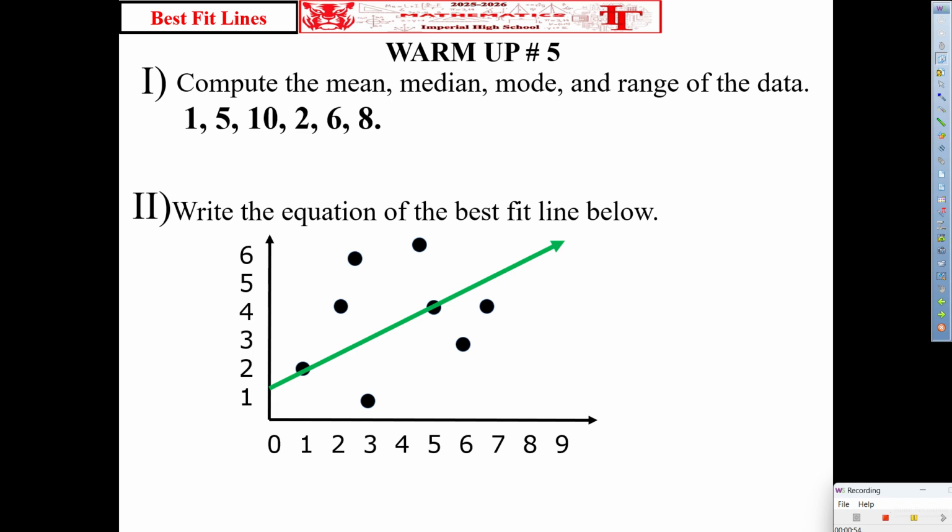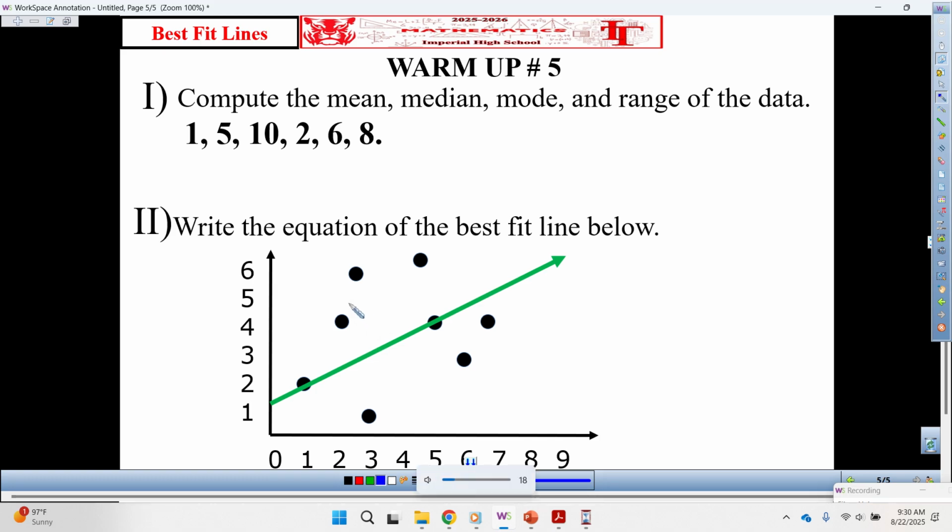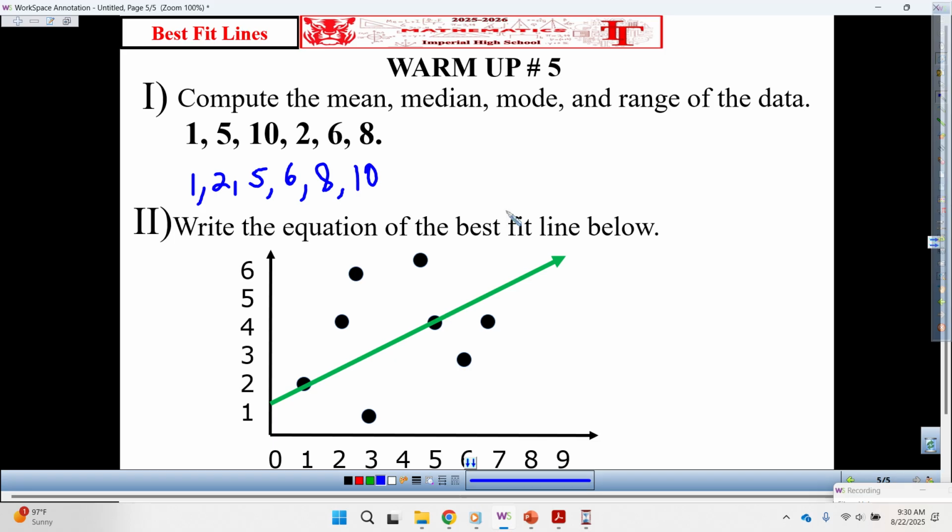All right. Be done with number 1 and just copy number 2 if you kind of forgot how to write an equation. So let's get the show on the road. Number 1, for the sake of time, I'm going to organize that in ascending order: 1, 2, 5, 6, 8, and 10. And of course you did that first. Appreciate that. There it is.